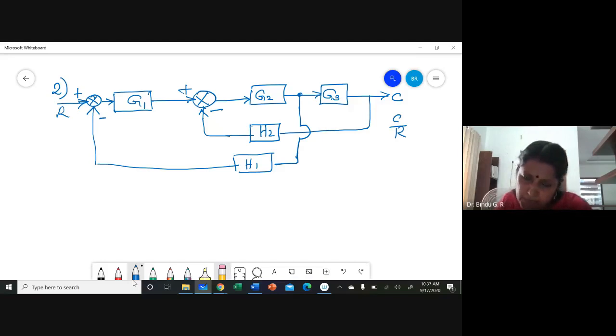Is Sri Nitish present? Sri Nitish? ഇല്ല മാം. ഇല്ല. Tanvir present ആണോ? ഇല്ല.